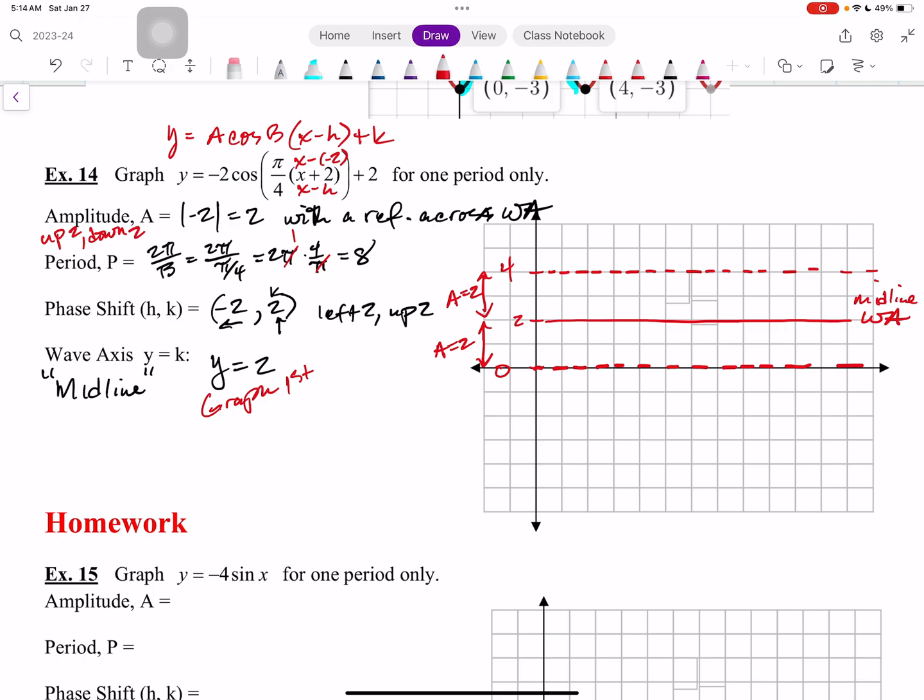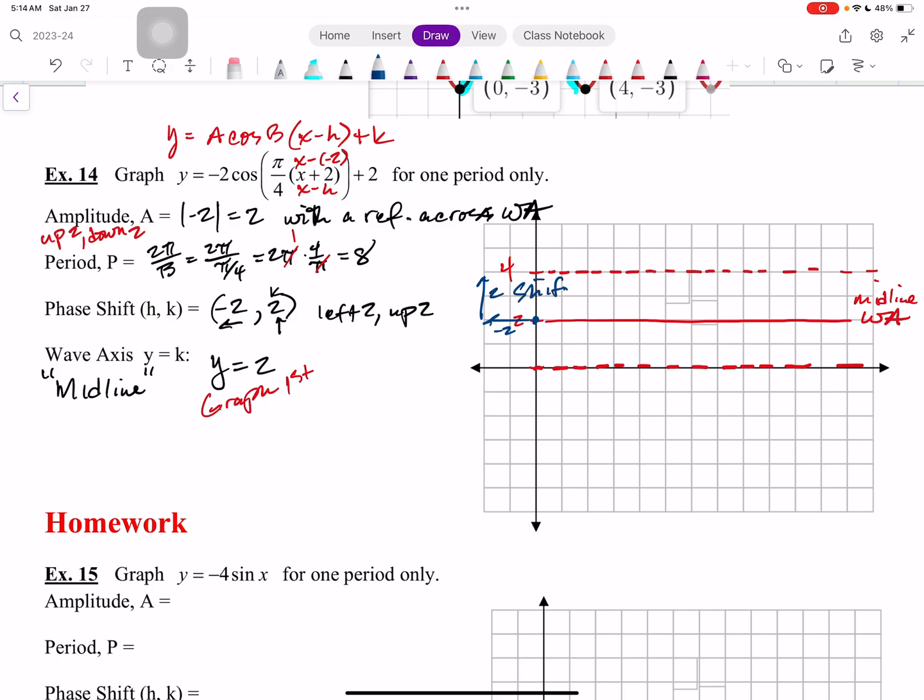Let's see what we have. Now we're going to use the amplitude. Let me switch colors here so you can see better. A cosine function with an amplitude of 2 typically would start right here at 0, 2. But this has been shifted, as I was saying. Typically it would start at 0, 2, but there's a shift, left 2, up 2. So we're going to shift it left 2, up 2. There's your shift.